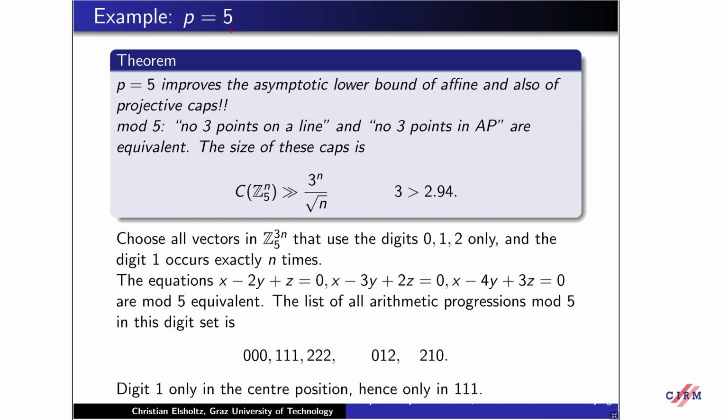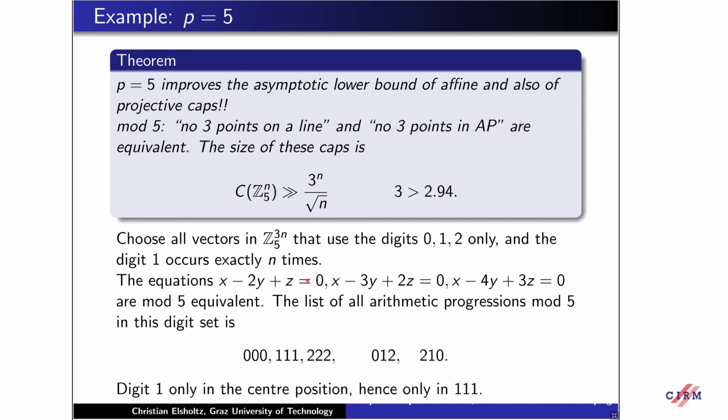So let's do the case p equals 5 now, actually with the proof. We get 3 to the n over square root of n. And the example I choose is completely deterministic. I choose vectors, or points, with n coordinates, which I think of as vectors with digits 0, 1, and 2. Digits 3 and 4 do not play any role. You can forget about this, but you reduce modulo 5. And the digit 1 occurs exactly n times, and you're in dimension 3 times n. So digit 1 occurs exactly the dimension divided by 3 times.